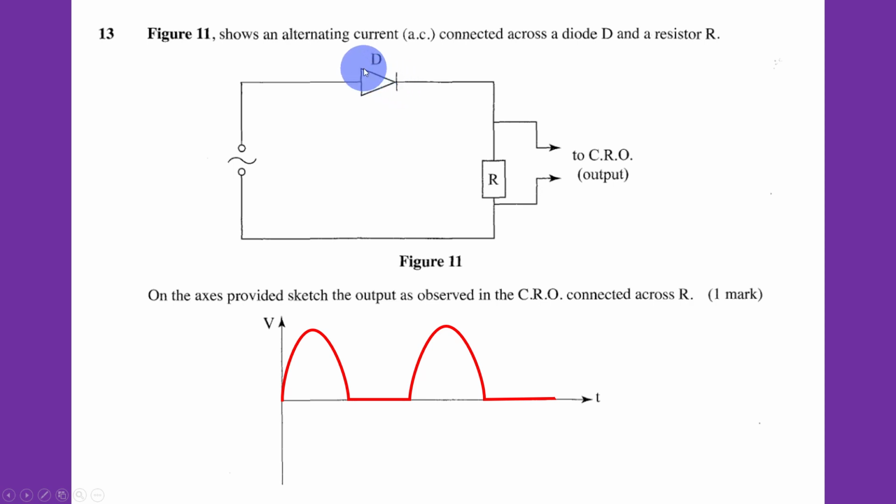As a matter of fact, this symbol here usually shows the direction of flow of conventional current from positive to negative. That's why I'm saying that if this one is positive and this is negative, then current flows in this direction. So that part of the loop is allowed, or that part of the current is allowed to flow through. But for the other half, when the current changes direction, the diode is going to block, and the process is repeated over and over again. So that's how question 13 is tackled.